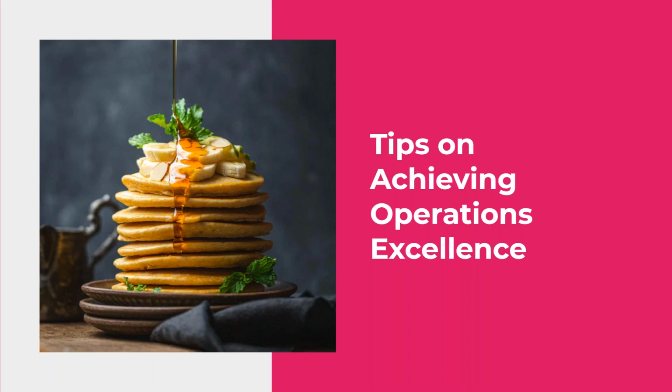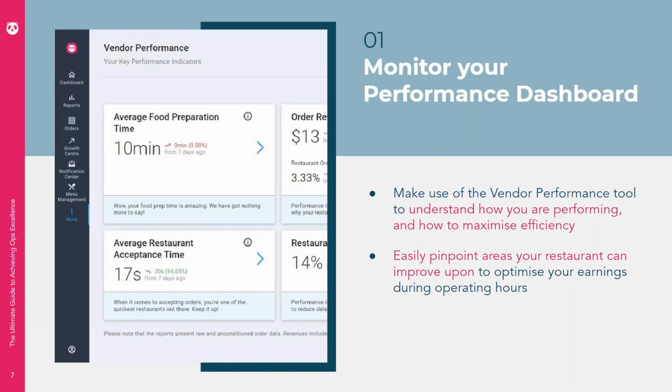So how then should you achieve operational excellence to avoid all those penalty charges? Firstly, keep a close eye on your performance dashboard. The dashboard for the vendor performance tool is located in the restaurant portal, which highlights your restaurant performance. Right? So you may click into the respective KPIs and you will be able to find a deeper analysis, tips, and guides on how you can improve your delivery business performance.